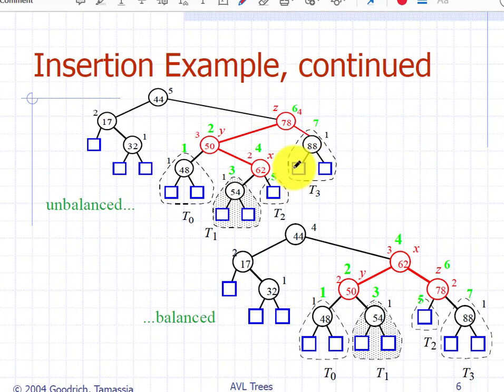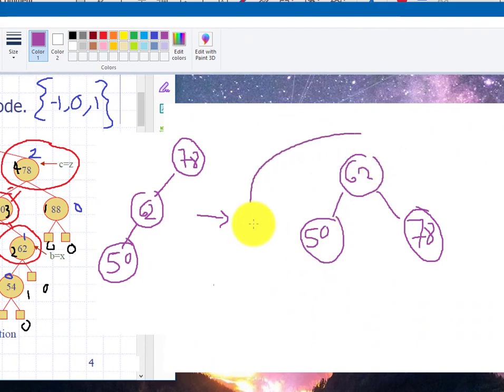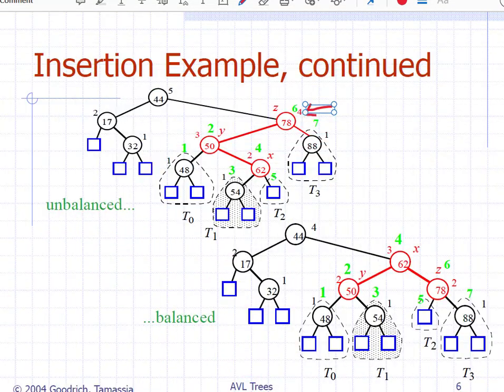Okay, so in this example, they found the height factor was violated here. The largest height was 50. The largest height was 62, which is the same thing that we did. And then they simply twirled around 62 and 50 and then brought 62 up, just as we did here. See, 62 is now on top. 62, 50, and 78 is now the same. Take note of how the subtrees are organized.